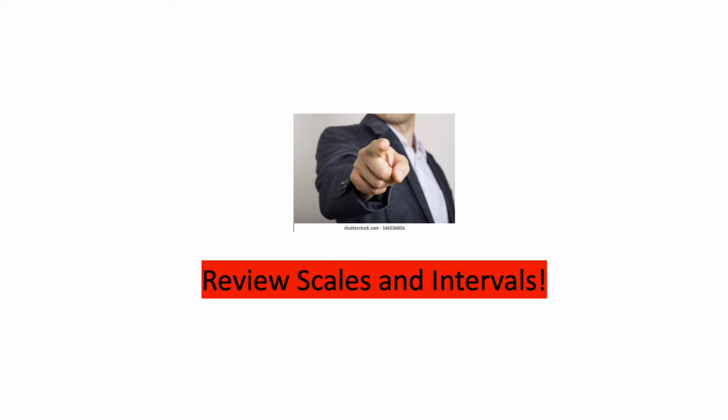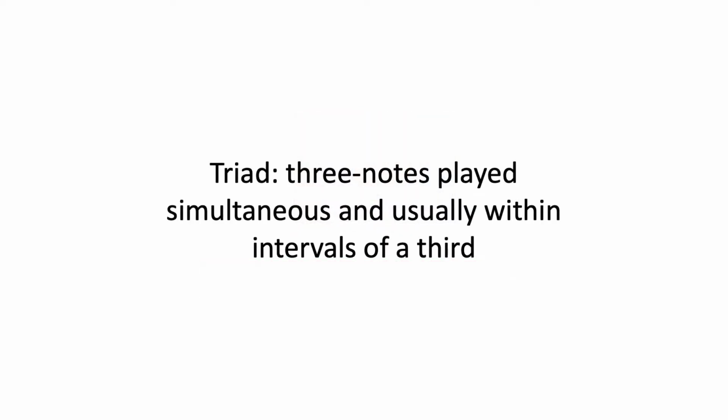So what is a triad? Well, a triad is three notes played simultaneously and usually within intervals of a third. When we start talking about triads, we start diving into things like chords and harmony. A triad is kind of like a form of chord, and the sound that is produced from the triad is known as harmony. So this is where we're getting into the subject of harmony.